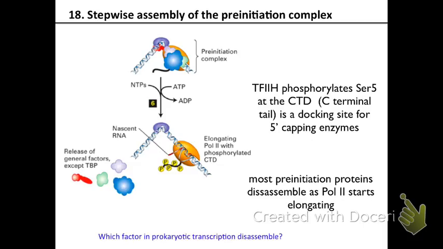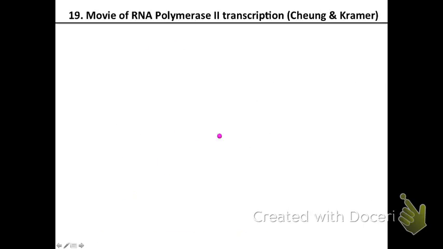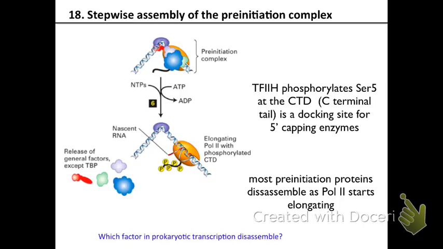Which factor in prokaryotic transcription disassembles after the polymerase starts elongating? Come on, this is an easy one. There is a protein that is a transcription initiation factor in bacteria that gets disassembled after the polymerase starts elongating. The sigma factor? Excellent. Sigma factor. That's the one that gets released, right? So it's a prokaryotic transcription initiation factor. All right. And before I start that, any questions about this?